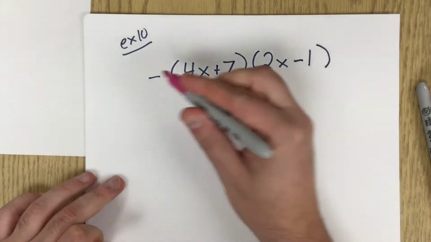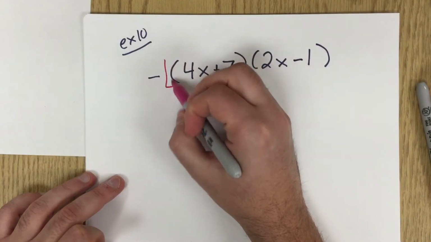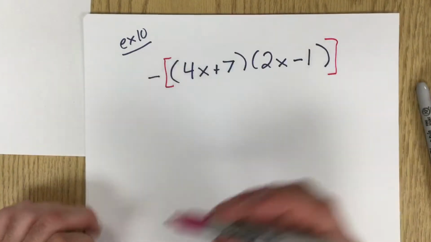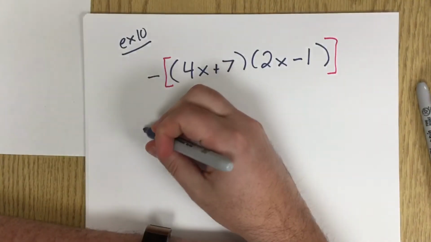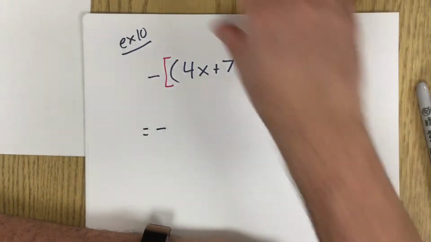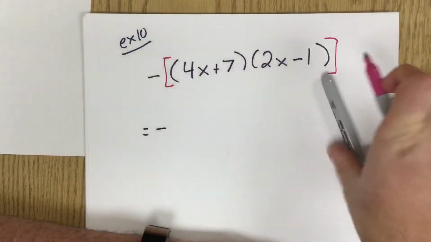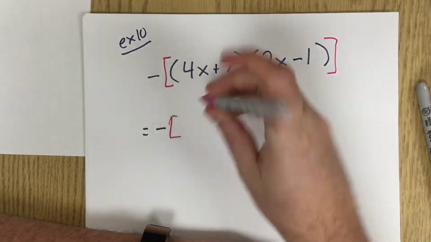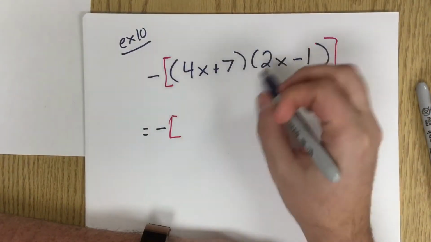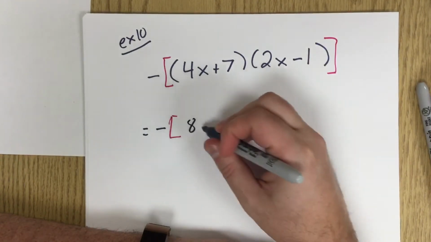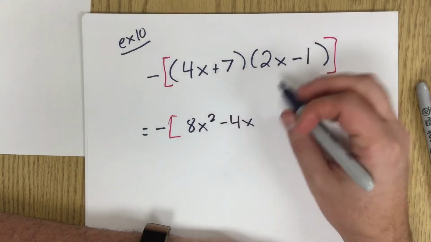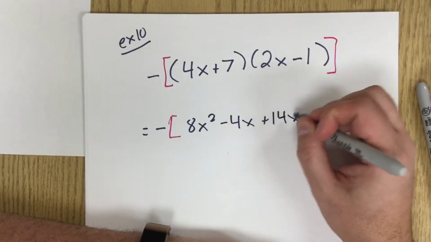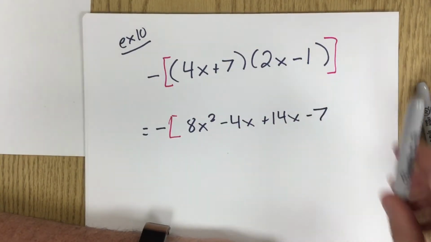So the way I'm going to do this one, and you're going to bring the minus in, but I'm going to put the pink brackets over there. So we're going to have minus, open the bracket. Now we're going to multiply it. 4x times 2x is 8x squared. 4x times minus 1 is minus 4x. That's 14x, and 7 times minus 1 is minus 7.